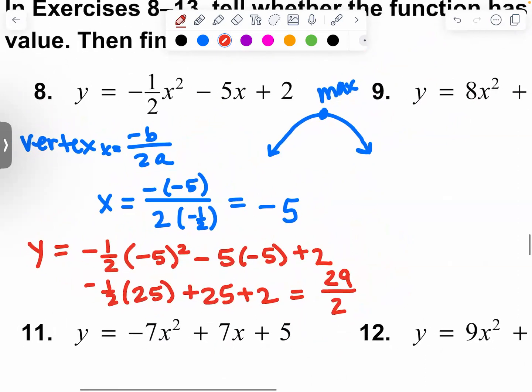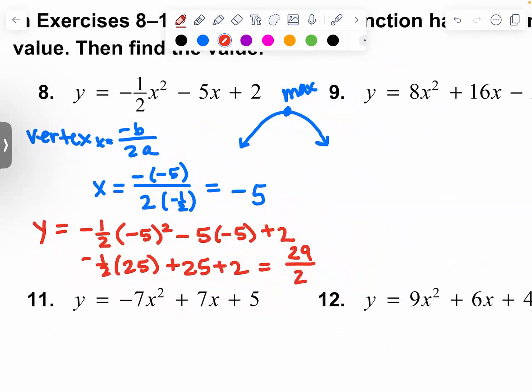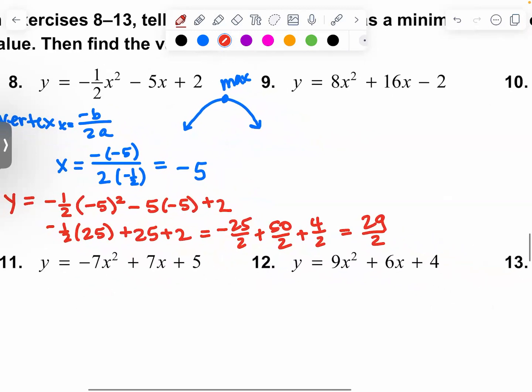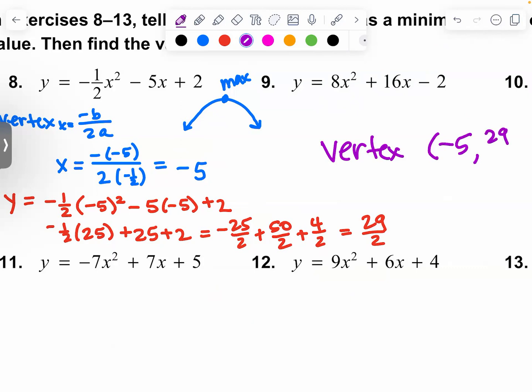So let's talk about what this means. So this is negative 25 halves plus 50 halves plus 4 halves. 25 is 50 over 2. 2 is 4 over 2. Okay, so our vertex is at negative 5 comma 29 halves.